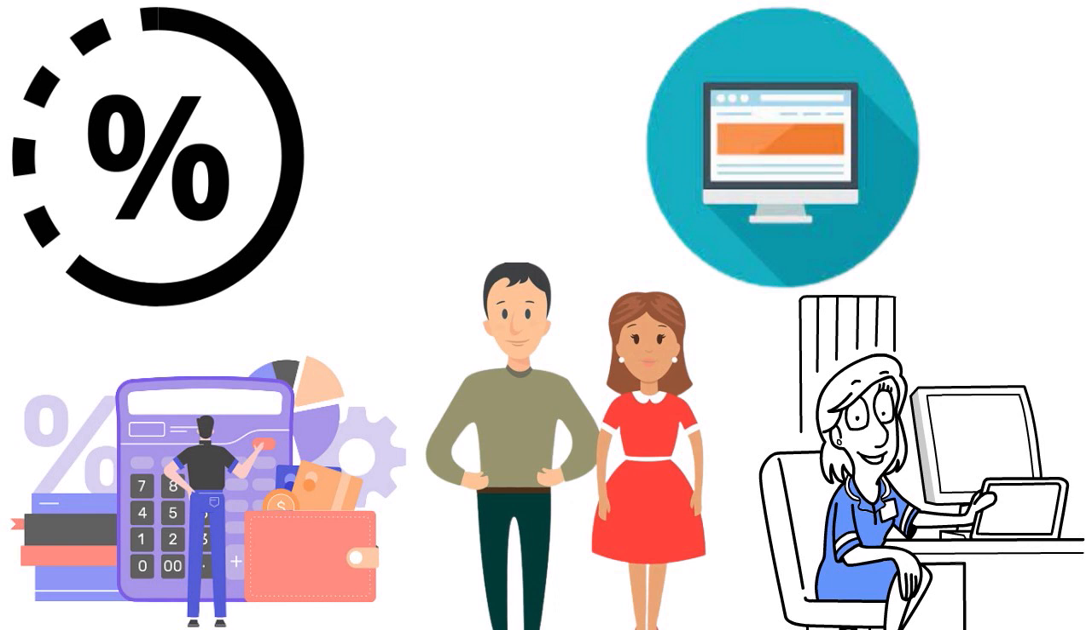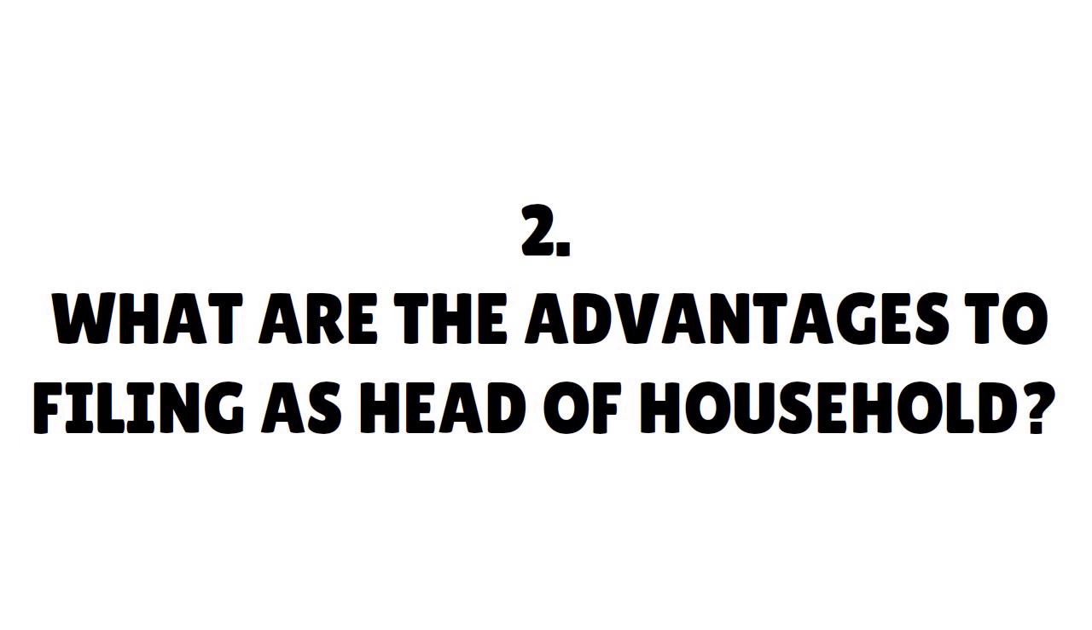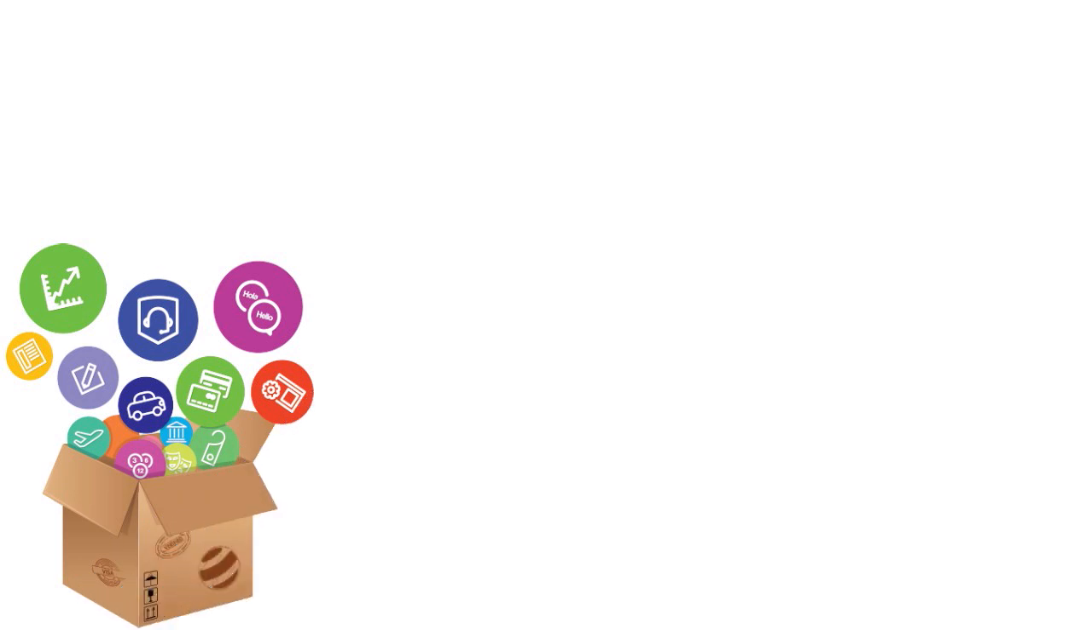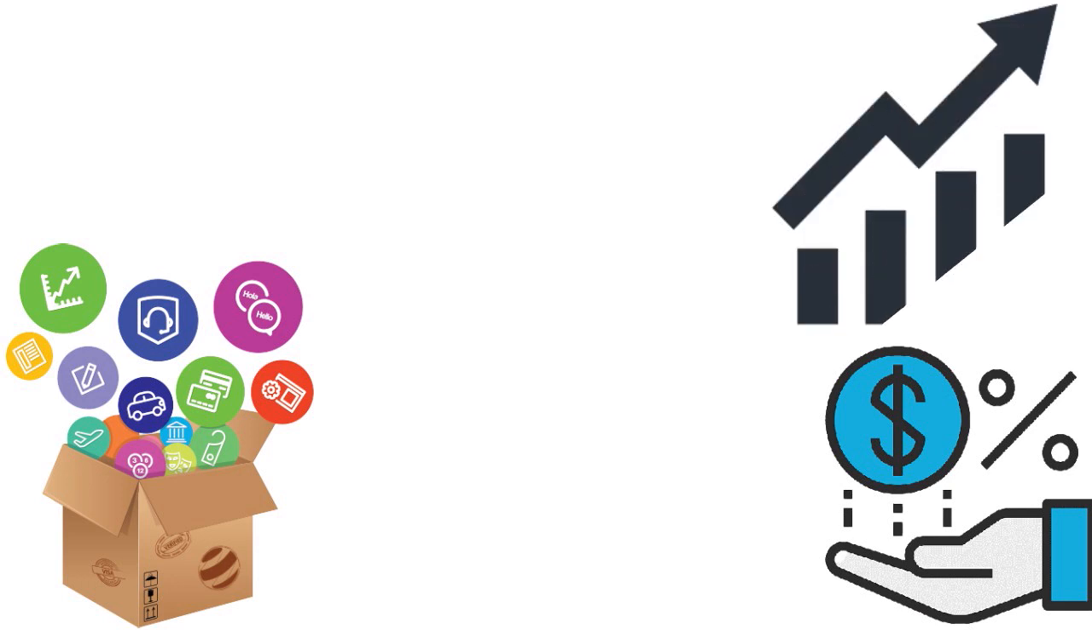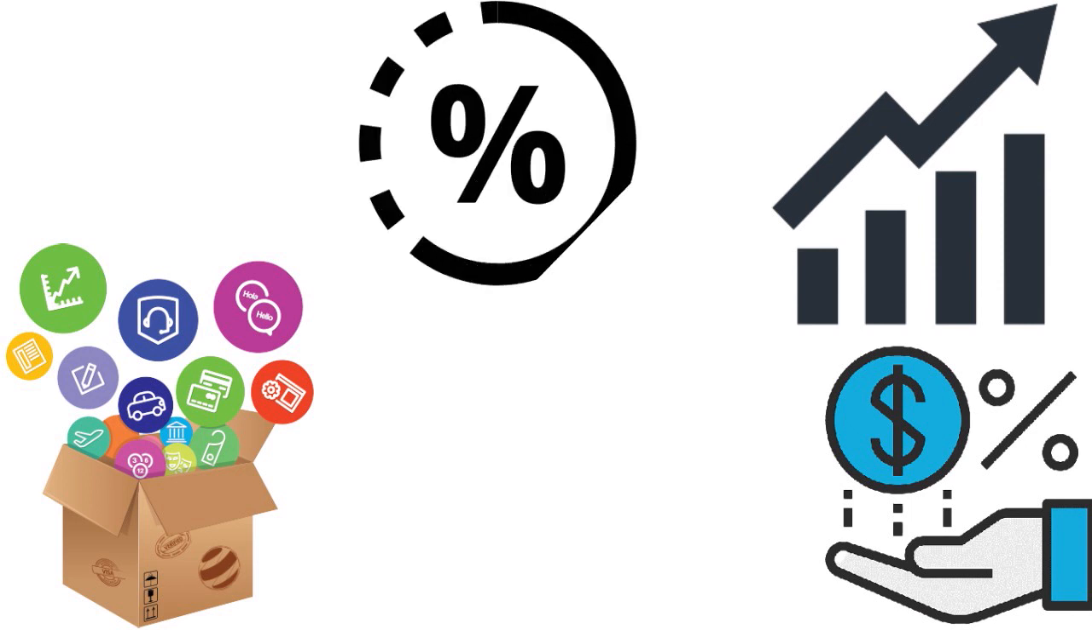So what are the advantages to filing as head of household? Well, the head of household filing status provides two primary benefits to you. More taxable income falling into lower tax brackets. That's number one. Number two, you have a higher standard deduction. Okay, so basically, if you file as head of household, your taxable income will typically be taxed at a lower rate than you would pay if you were filing a return as single or as married filing separately.